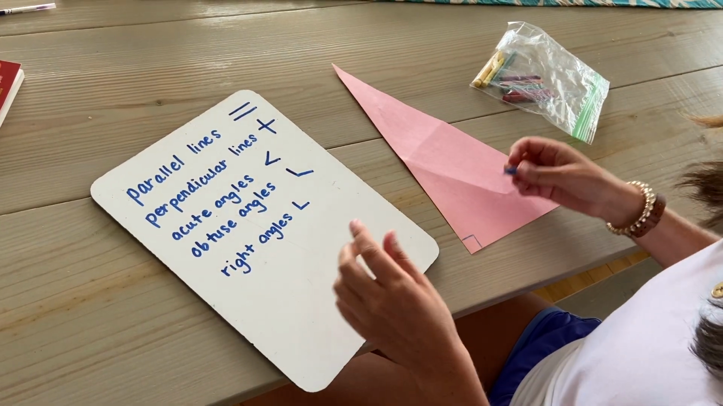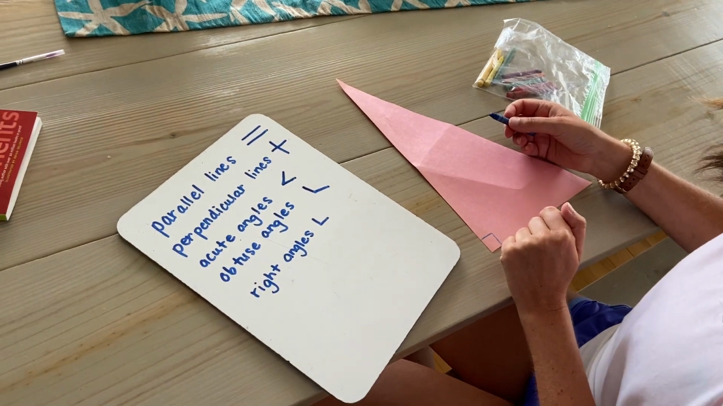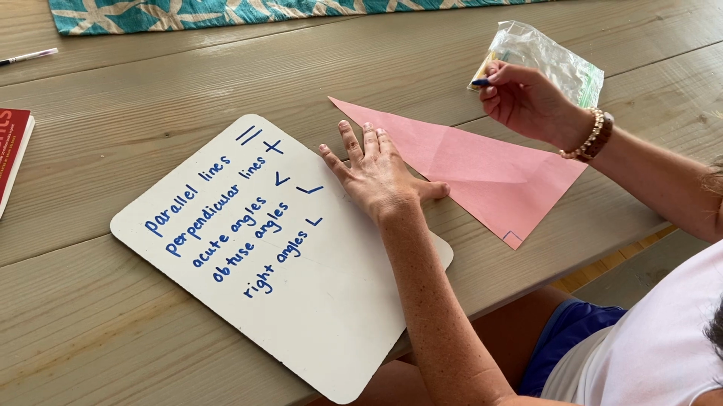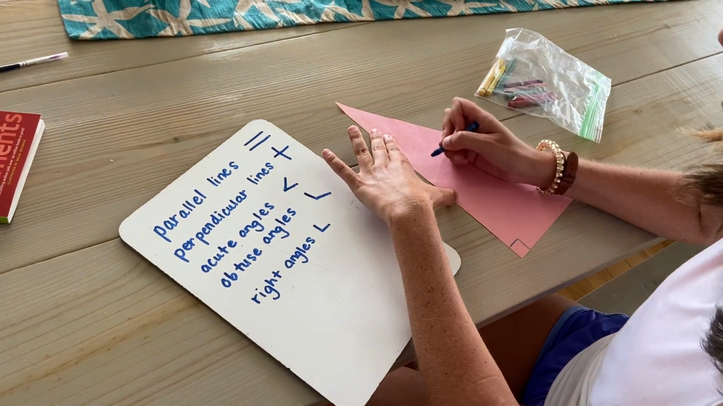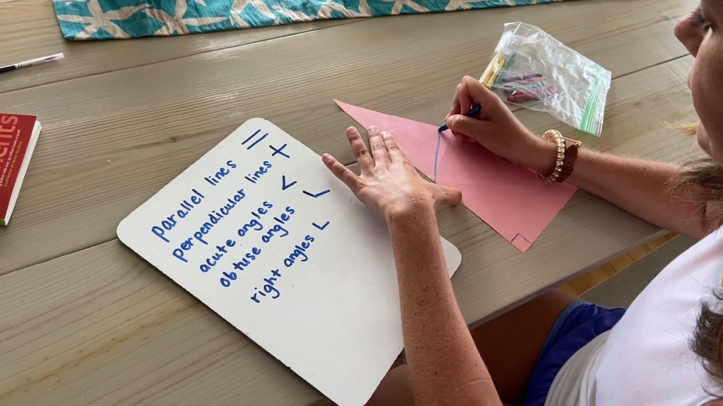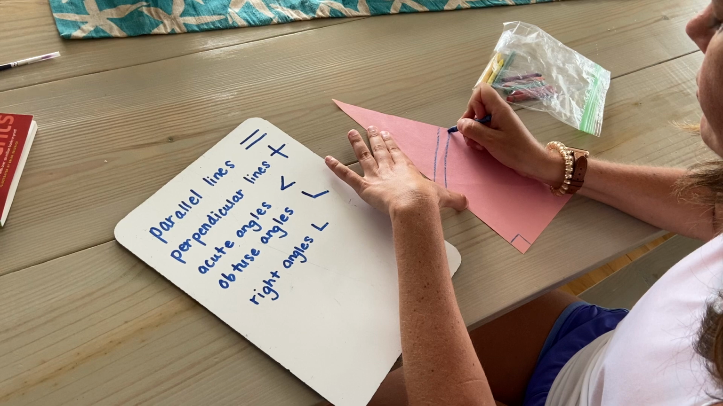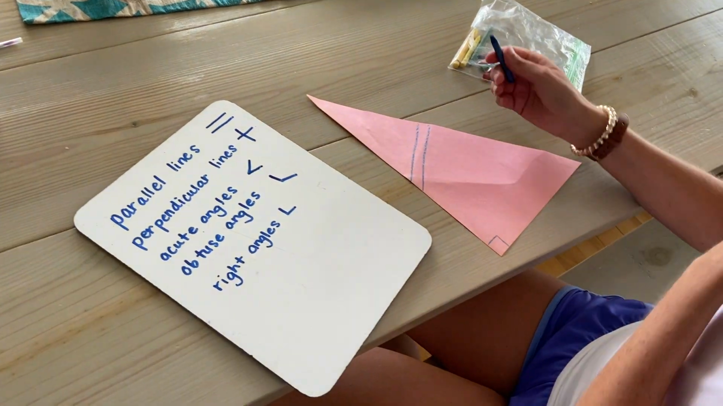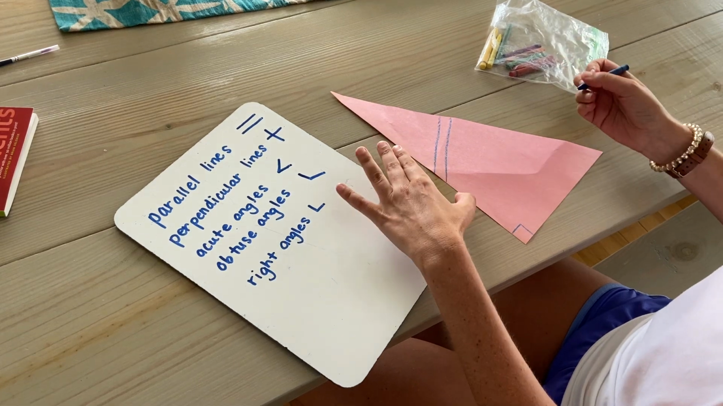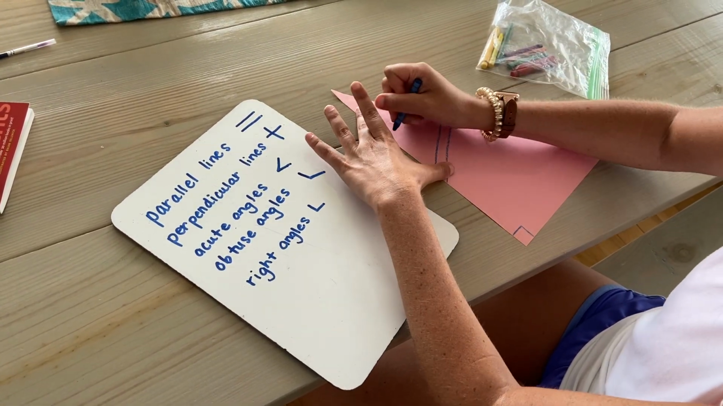So what I'm going to do here is take my different kinds of lines and angles and create an art project. So the first thing I'm going to do is draw a set of parallel lines. I'm just going to draw it wherever I want. So here's my parallel lines. Now I'm just using a crayon. Y'all can use markers or whatever. So there's my set of parallel lines. Then I'm going to draw a set of perpendicular lines. I mean, they can go anywhere.